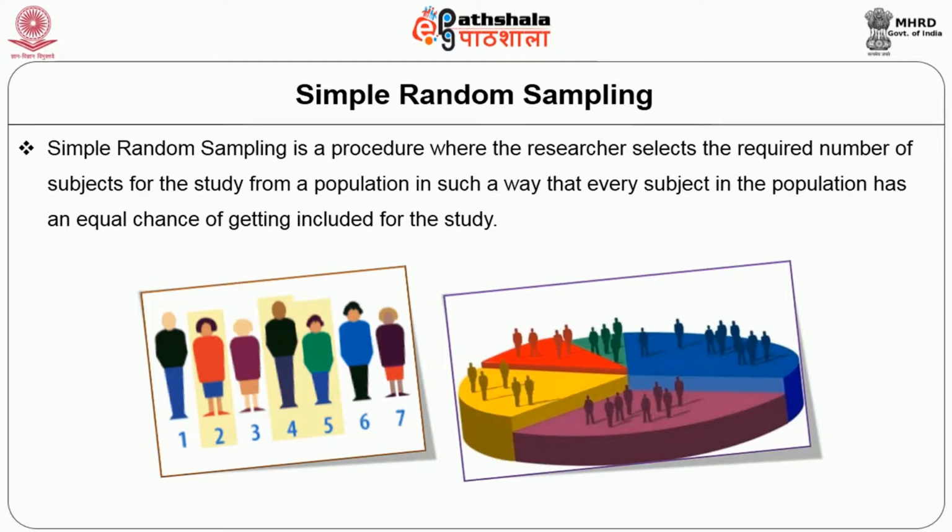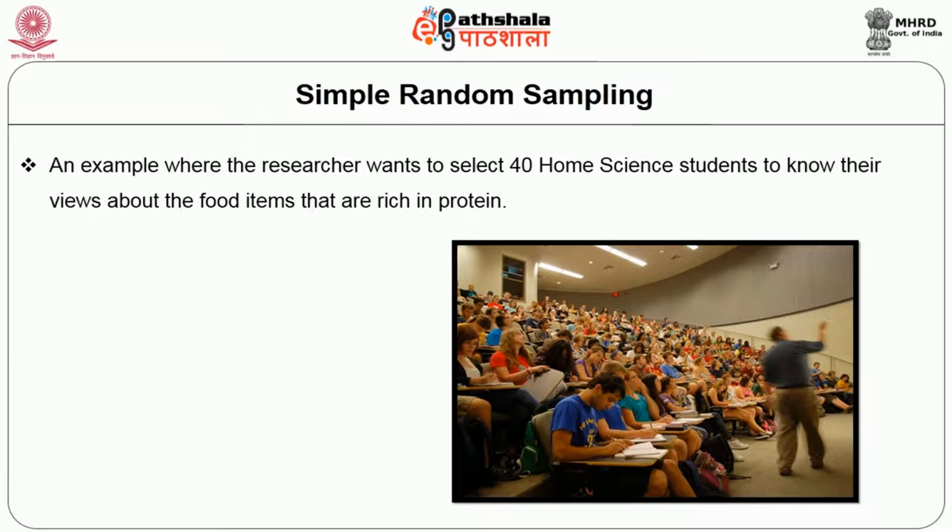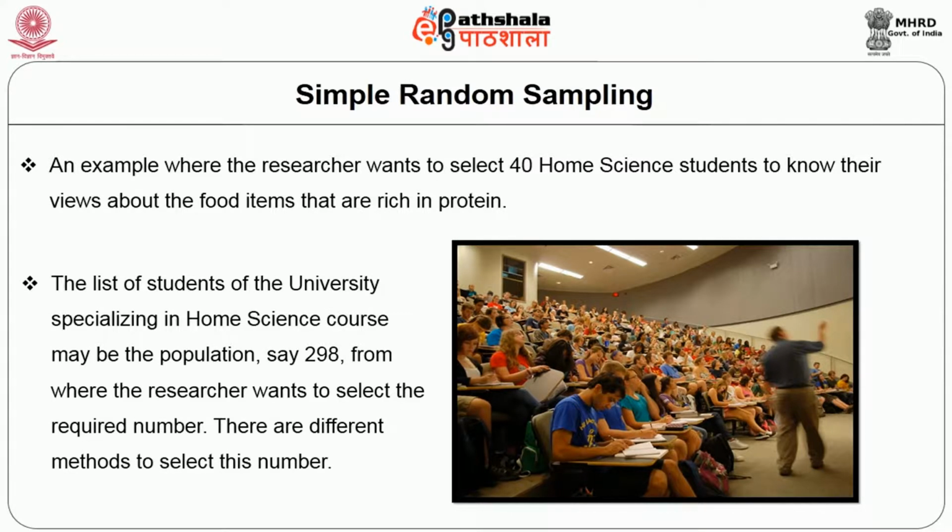Let us take an example where the researcher wants to select 40 home science students to know their views about the food items that are rich in protein. The list of students of the university specializing in a home science course may be the population, say 298, from where the researcher wants to select the required number. There are different methods to select this number.